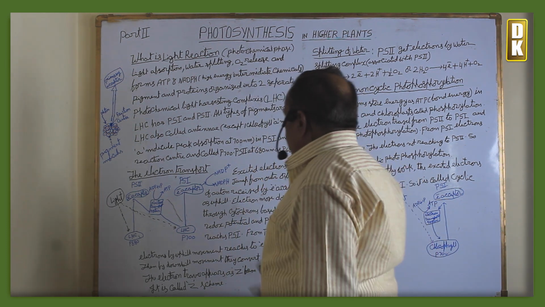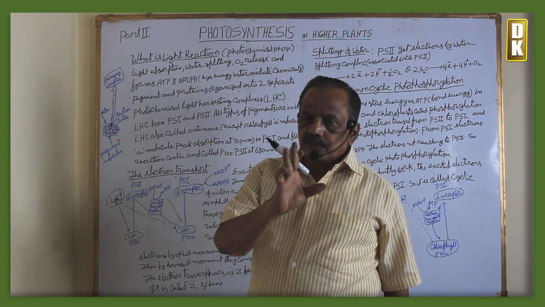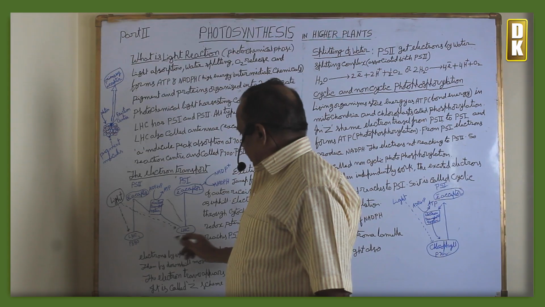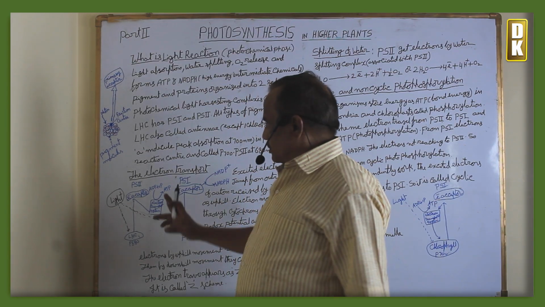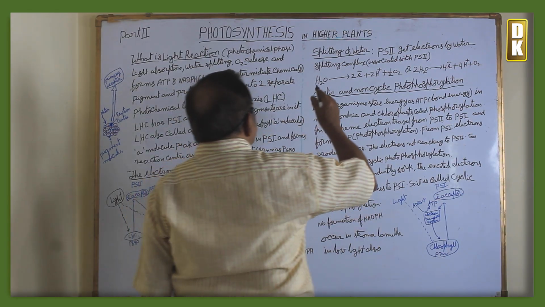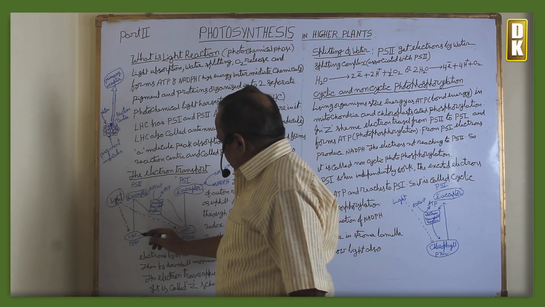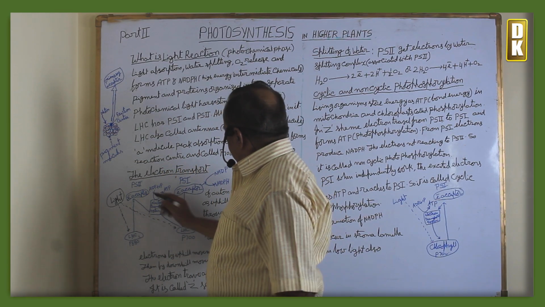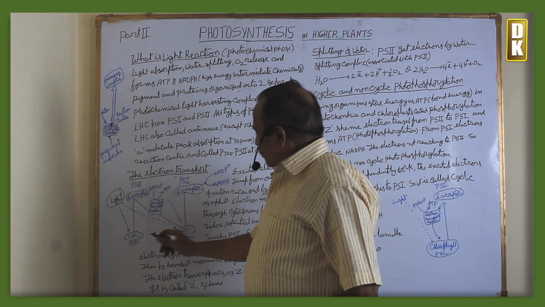In the Z scheme, how many photosystems are involved? You will ask. Two systems, that is photosystem 2 and 1. Which one will be first? Photosystem 2 will be first. It will be excited and send the electrons. We will see. Here we already observed the electrons going from P680 and reaching NADP. Okay?